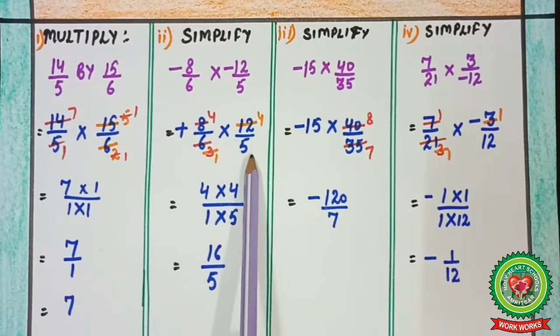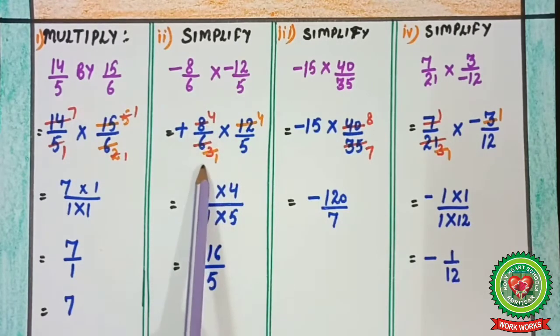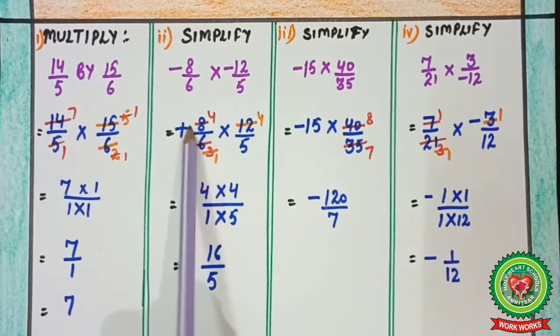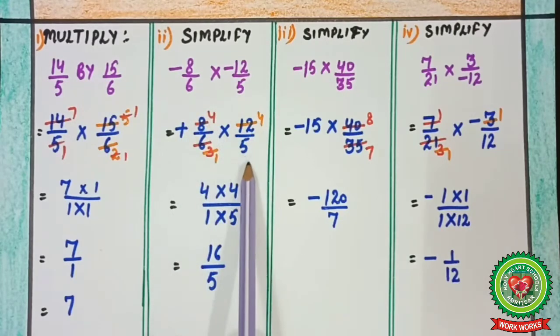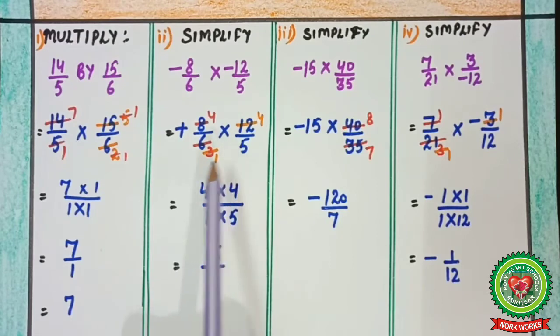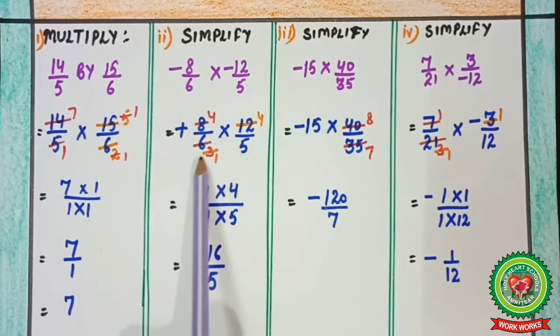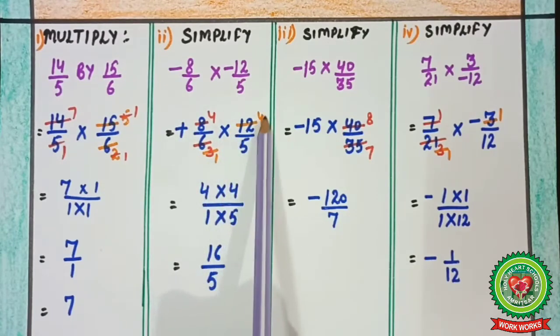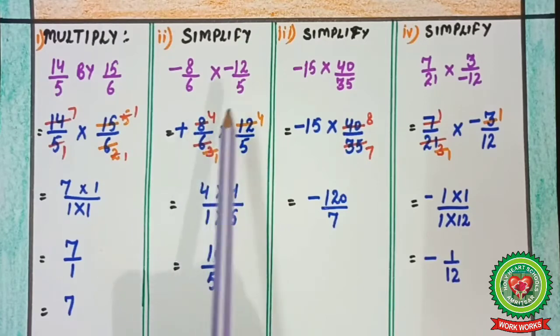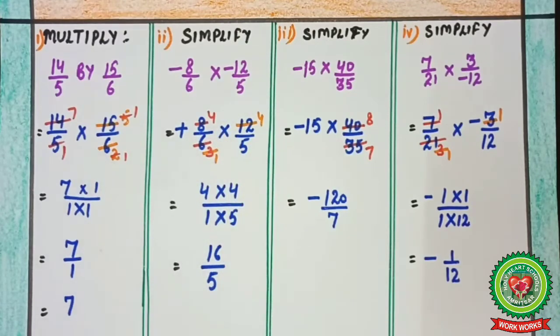Now 8 upon 6 multiply by 12 upon 5. You can see that, students, up down cutting is possible. So 2 3s are 6, 2 4s are 8. Now here 12 and 5 up down cutting is not possible, so now you can do the cross cutting. Now on the 3 table 12 comes on 4, and on the 5 table 8 or 4 doesn't come. So we are left with only 4 multiplied by 4 upon 1 multiplied by 5. So you will have 4 4s are 16 upon 1 into 5, that will be 5. So the answer will be 16 upon 5.